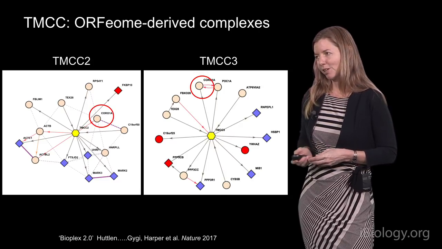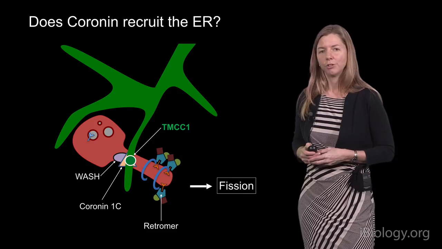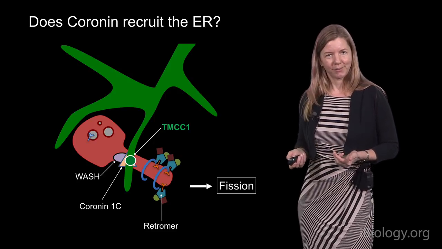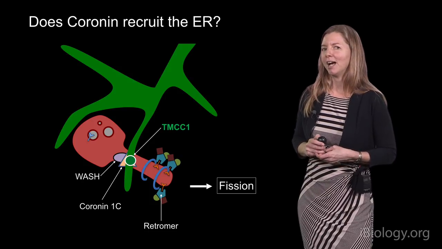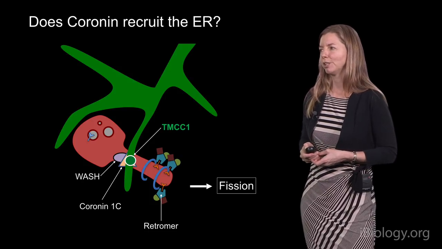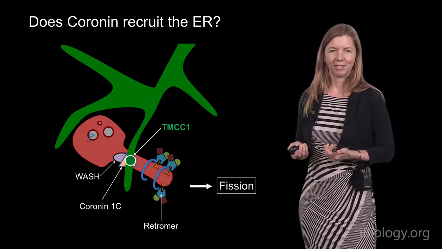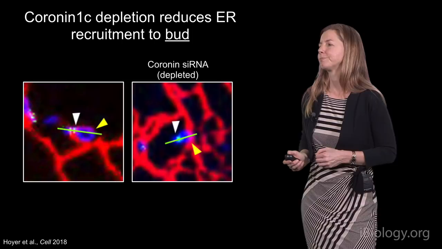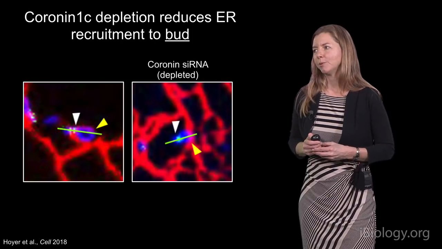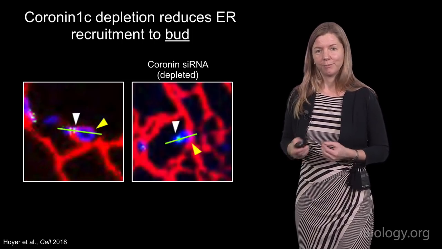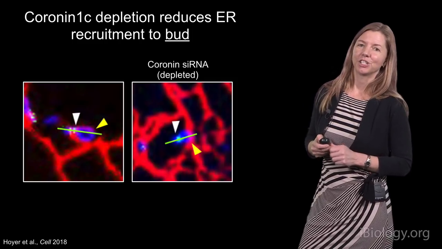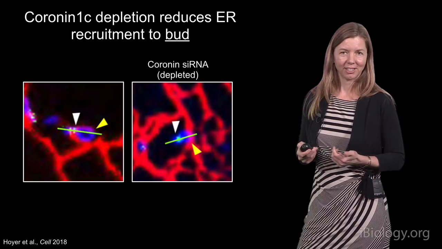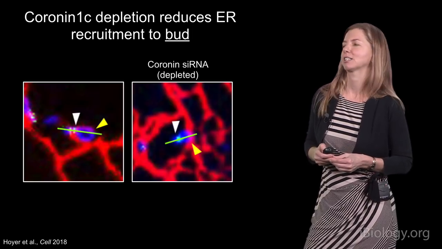And coronin was a very interesting protein to us because coronin is known to localize to the saddle of the bud during cargo sorting. So the next thing that we asked was, is this protein coronin involved in recruiting ER tubes to form contact sites for endosome bud fission? And what we did was we depleted coronin from cells, and we visualized ER contact sites with endosomes as they undergo budding reactions and asked what happens to those contact sites.